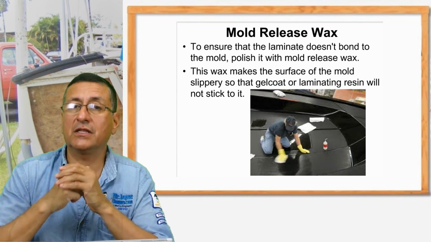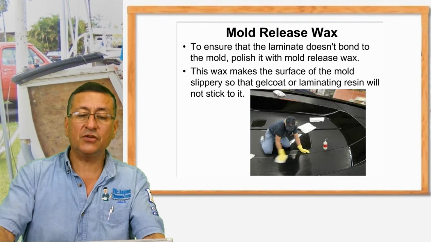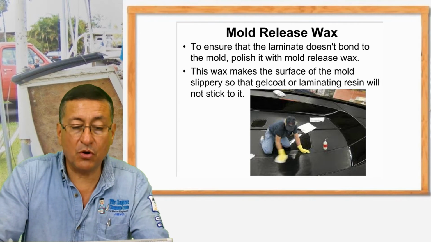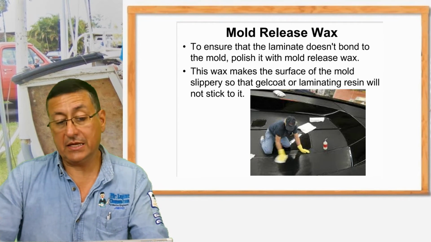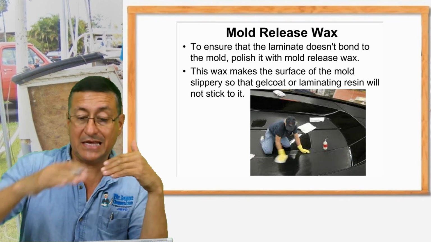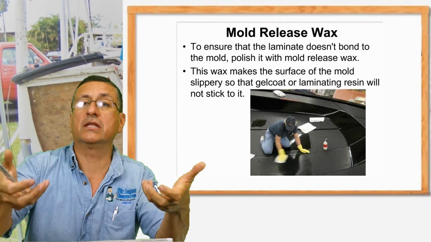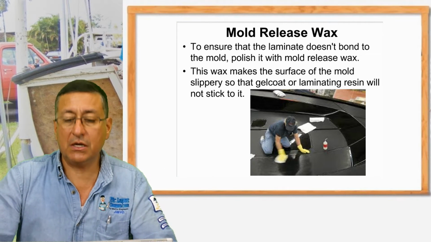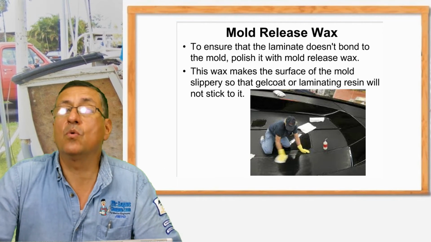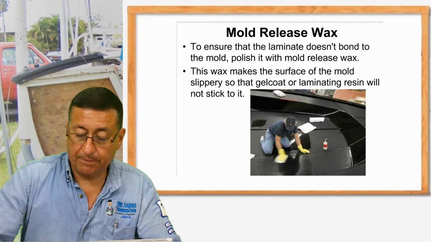There are different types of wax. This wax makes the surface of the mold slippery. In that case, the gel coat or the laminated resin does not stick to it. All right, that's the secret to waxing the mold properly.